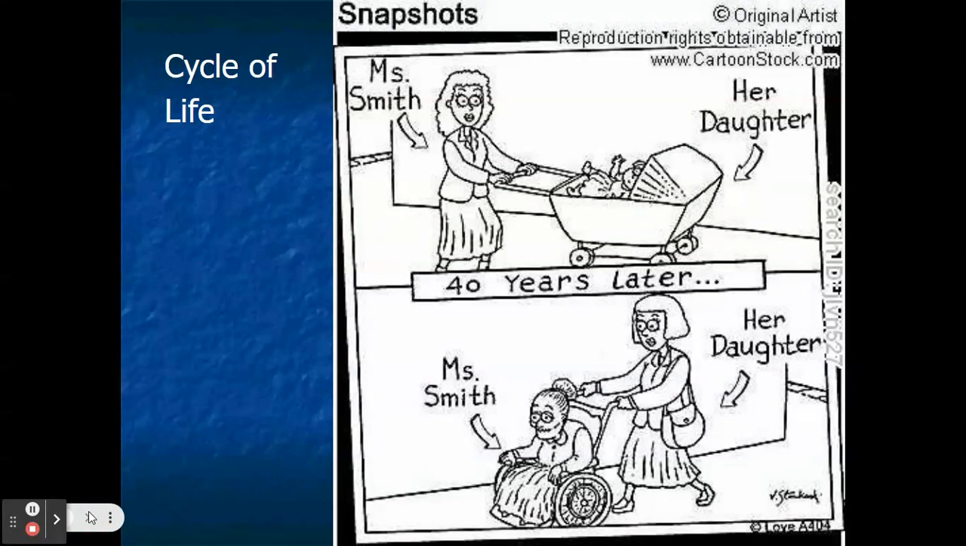We have the cycle of life, which is very obvious in this. And this is a beautiful little snapshot. We have Miss Smith. She has her daughter 40 years later. Miss Smith's no longer pushing her daughter around. Instead, her daughter is now pushing her around.